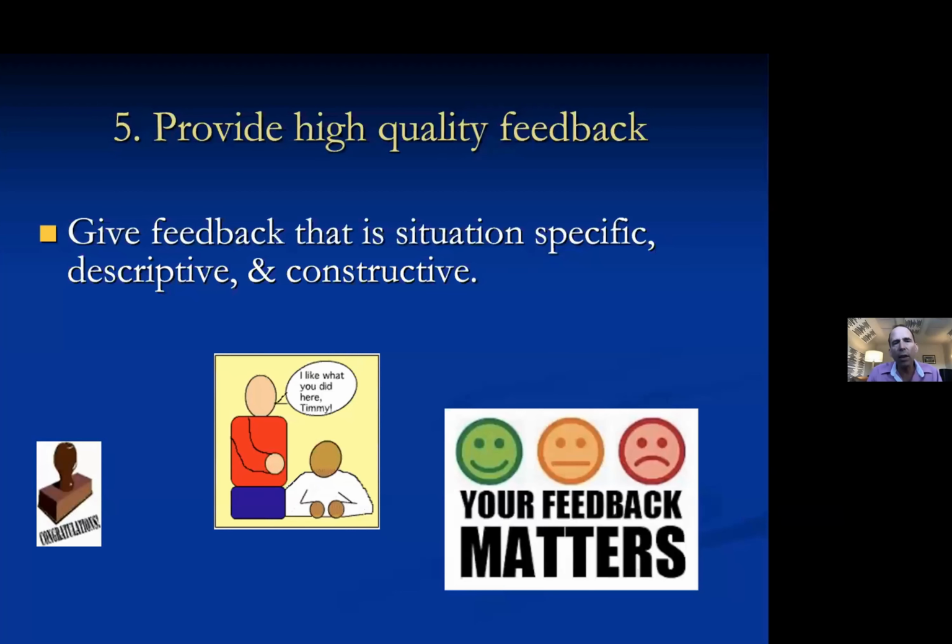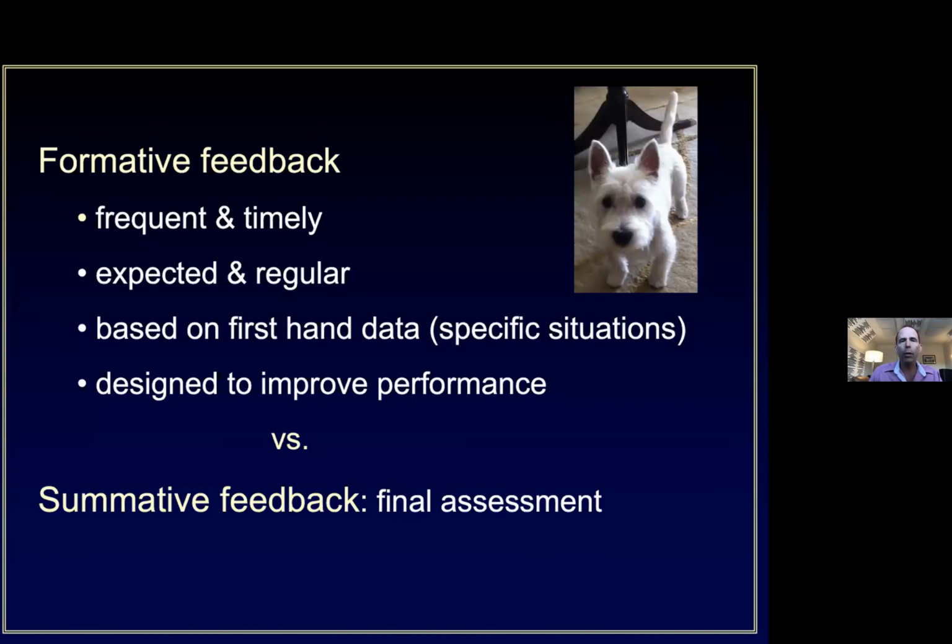And then the fifth principle is to provide high quality feedback. Feedback that is situation specific, descriptive, and constructive. There are some characteristics of good feedback. It should be frequent and it should be timely. If your dog, as pictured here, pees on your rug, you don't hit the dog a week later and say, bad dog. You do it right then, or the dog won't know what you're talking about. So you want it to be frequent and timely.